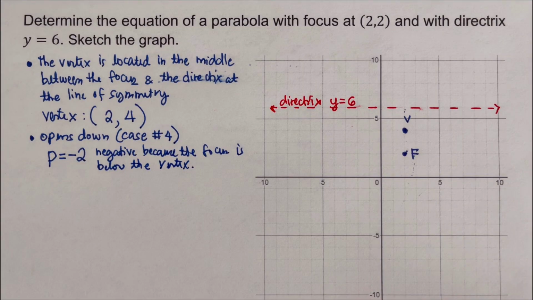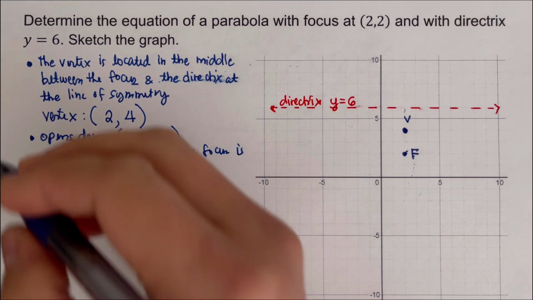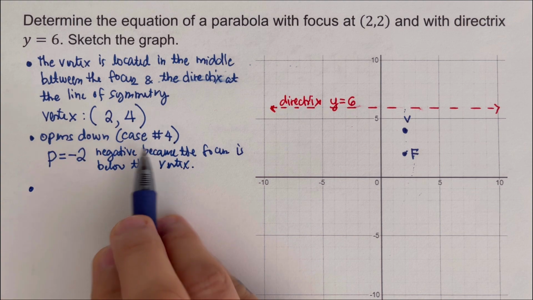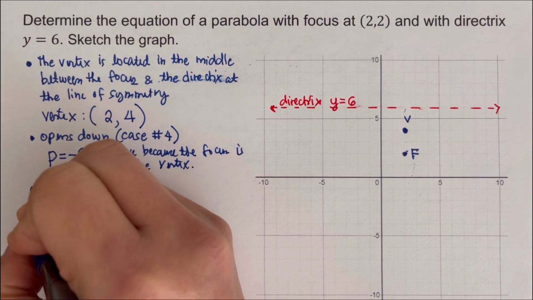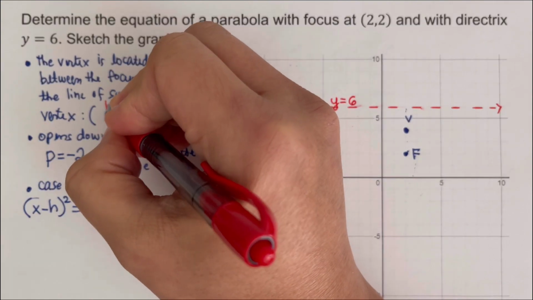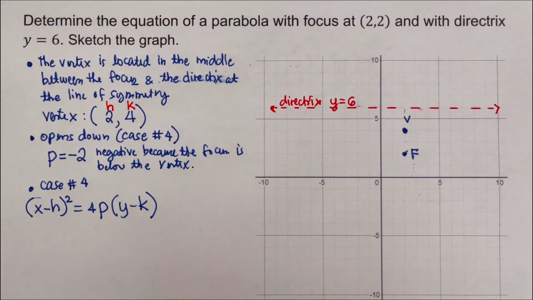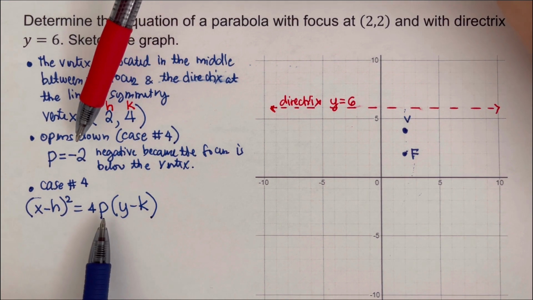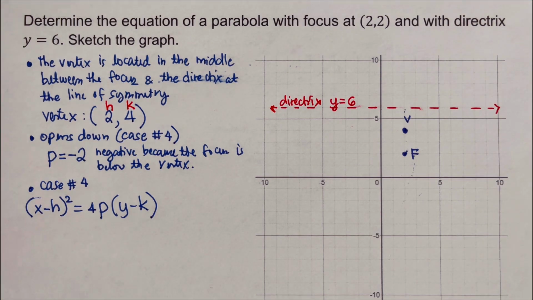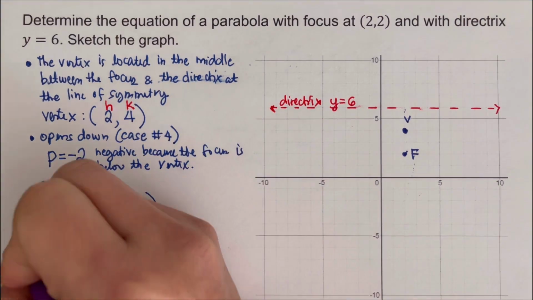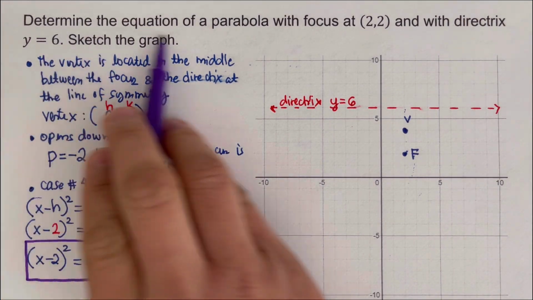So we're now ready to determine the equation of this problem right here. So we go ahead and say that since this is case number 4, I'm going to write the general equation for case number 4 down here. Now we remember that our (h, k) is represented by the vertex. So this is our h and this is our k. So we plug this h here and this k value here. And so we plug in the value for p as well. So this is how the equation is going to look like. So this is the equation of this word problem right here.